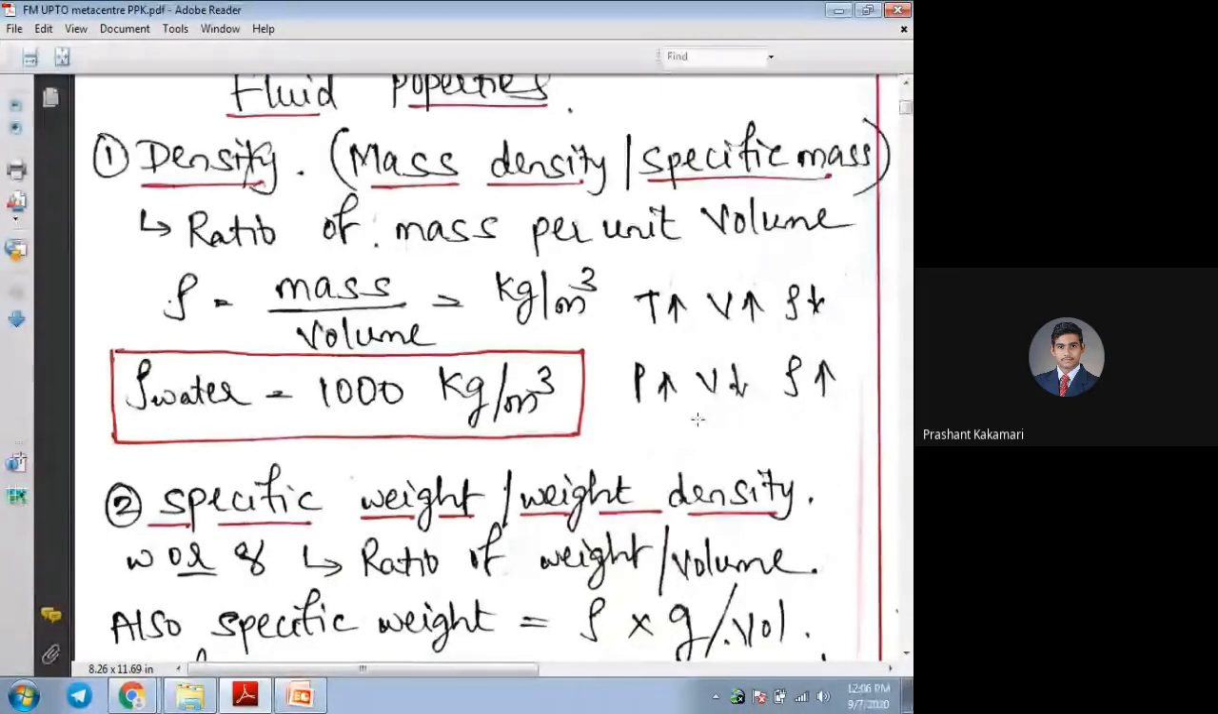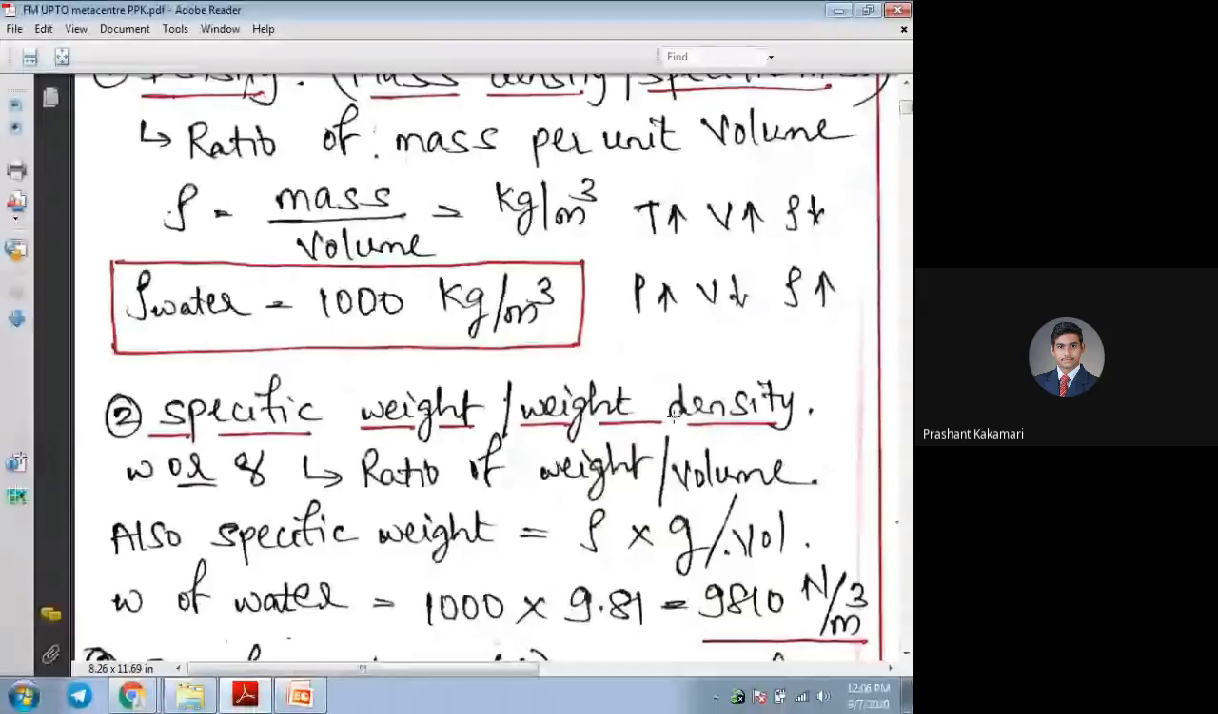Mass density or specific density. Okay, you can note down this ratio and the SI unit. And for standard water also you can note down 1000 kg per meter cube.